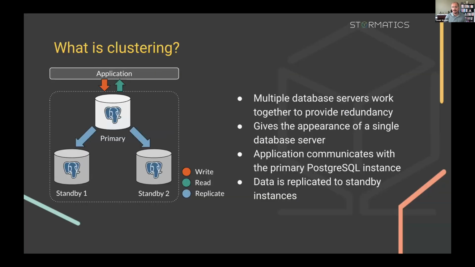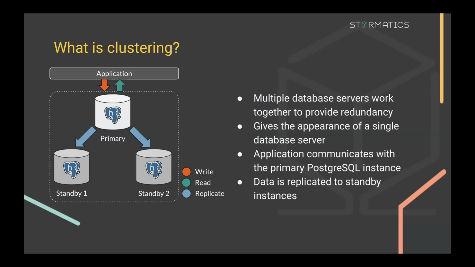Now, what is clustering? Remember, what we're talking about is going to be in the context of Postgres. Many of these concepts and terminologies are going to overlap between Oracle and Postgres. Essentially, an Oracle cluster and a Postgres cluster mean something very similar. There are going to be some subtle differences, which I will try to point out, and I'm sure that Alex is going to keep me honest as I do that.